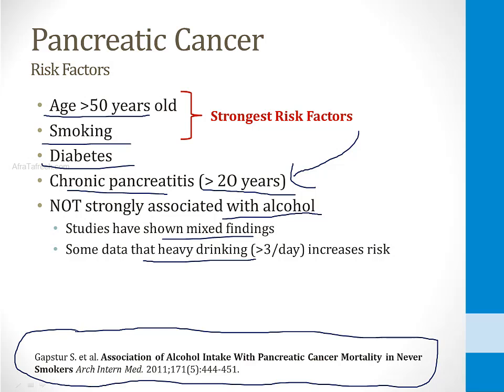But a classic trick board question is to ask you for a risk factor for pancreatic cancer and have alcohol among the choices. That is usually not the correct choice. It's usually one of these other things I've listed on the screen here.